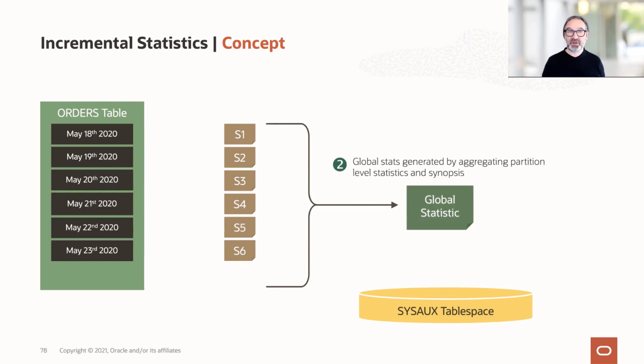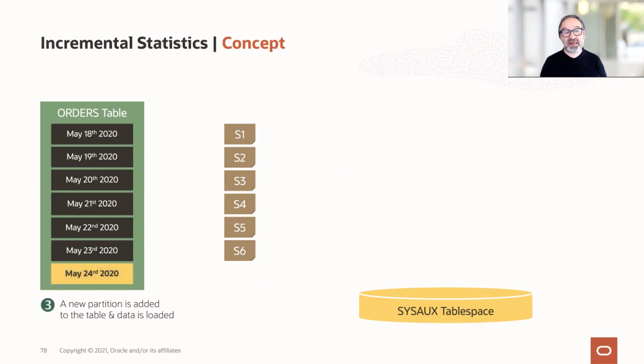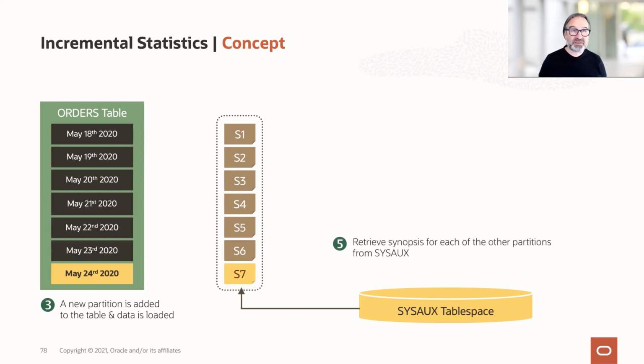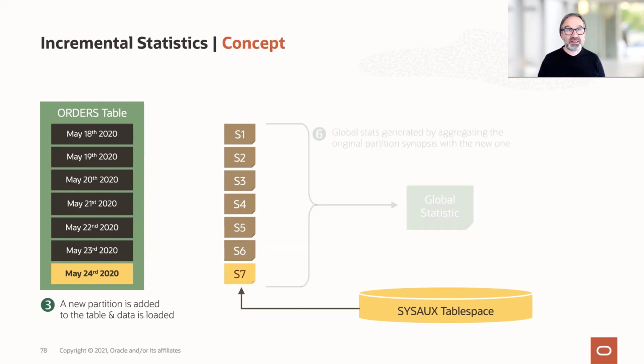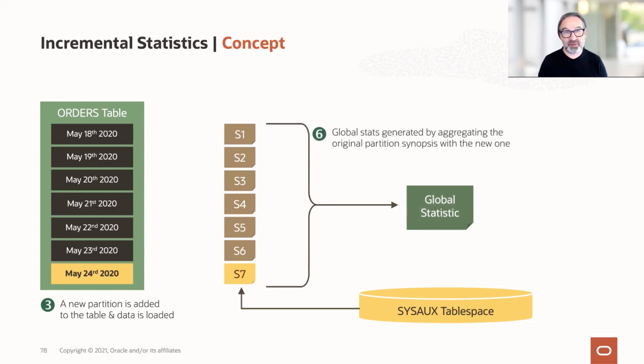So far, so good. But when the incremental stats are on and we now add a partition, here the yellow partition for May 24th, it has no statistics, and we now gather statistics for this partition, and with the synopsis stored in the SYSAUX tablespace, we can now calculate and refresh the global statistics for that table. Without incremental stats, we would have to revisit all the existing partitions, but with incremental stats and the synopsis, we don't have to do that. This is the idea of incremental stats.